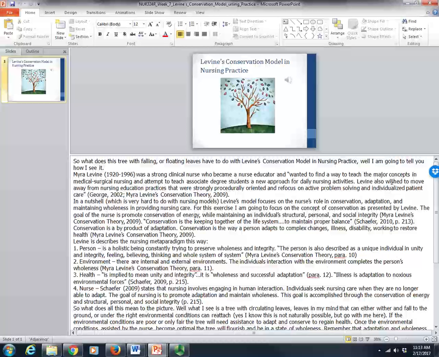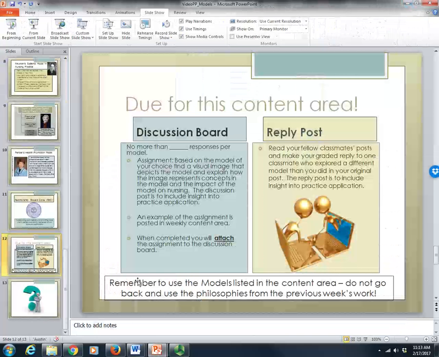If you're going to use a PowerPoint, really use your speaker's notes area to write out. If you're going to use a Word document, just put the image on it and then right below it. Okay.